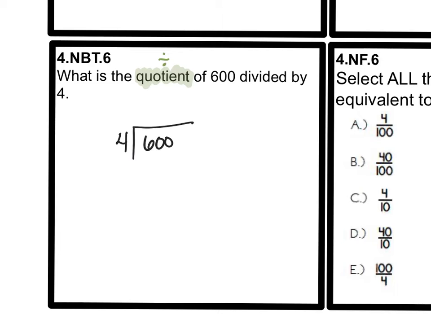So the first thing we're thinking of is 4 fitting into the 600. How many times total? So 4 fits into 6 this one time, and then we are marking our place values above the zeros with 2 zeros. So that 4 is going to fit into 600 about 100 times.